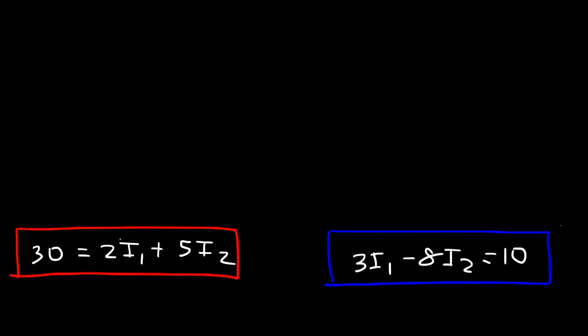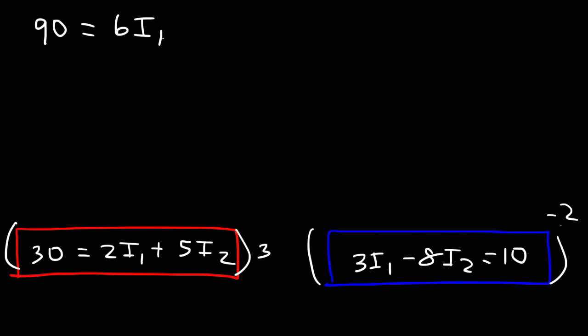So let's try to get rid of I1. The least common multiple of 2 and 3 is 6. So I'm going to multiply this equation by positive 3 and this equation by negative 2. So 3 times 30 is 90. 2I1 times 3 is 6I1. And 5I2 times 3 is 15I2.